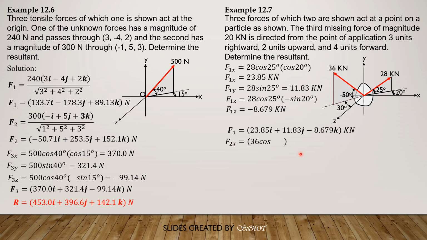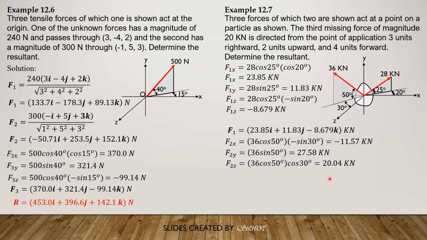So F2x is equal to 36 cosine 50 times negative sine 30. So F2x is negative 11.57 kilonewtons. F2y is 36 sine 50, this vertical component. So it is positive 27.58. F2z is 36 cosine 50 times cosine 30, which is positive, so 20.04 kilonewtons. So in vector form, F2 is negative 11.57i plus 27.58j plus 20.04k kilonewtons.